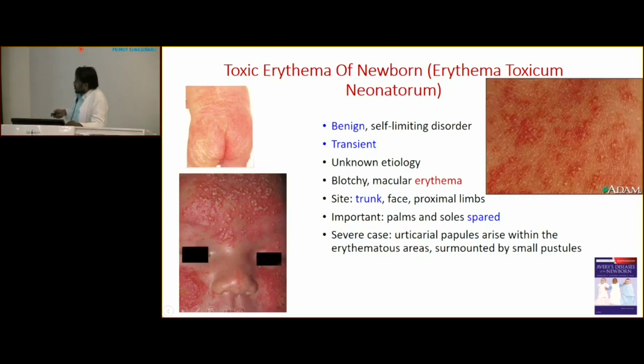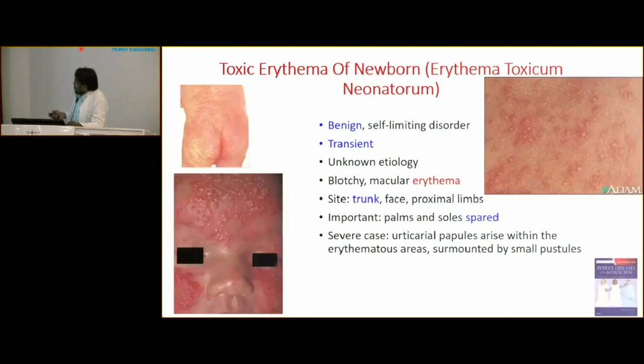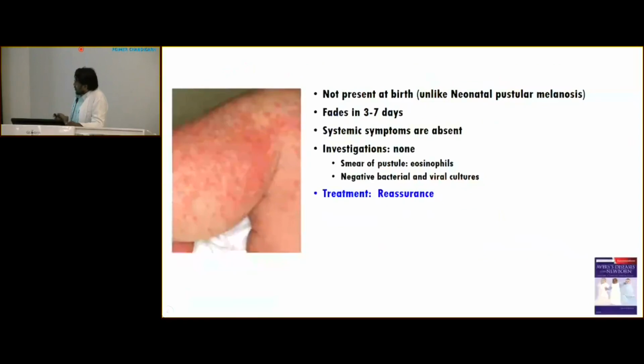Parents complain that the child is very irritable due to urticarial papules, which arise within the erythematous areas and are surmounted with small pustules. So see this one. These are the pustules, and between the pustules there is erythema. So this generalized erythema is spread all over the region wherever the pustules are extending. And histopathologically also, they are different entities. Most importantly, they are not present at birth, fade away at 3 to 7 days, and systemic symptoms are absent. The smear is negative; a smear shows eosinophils, and there is no infection growing.